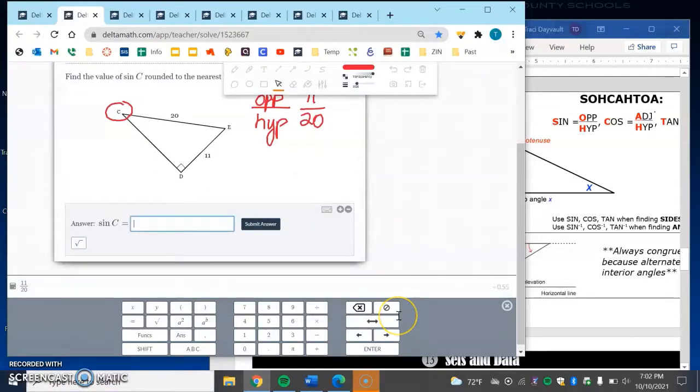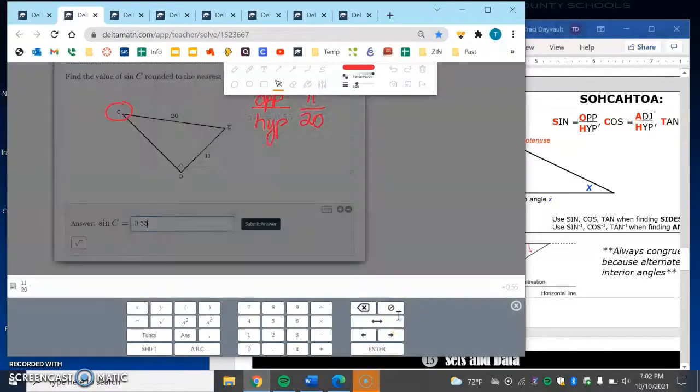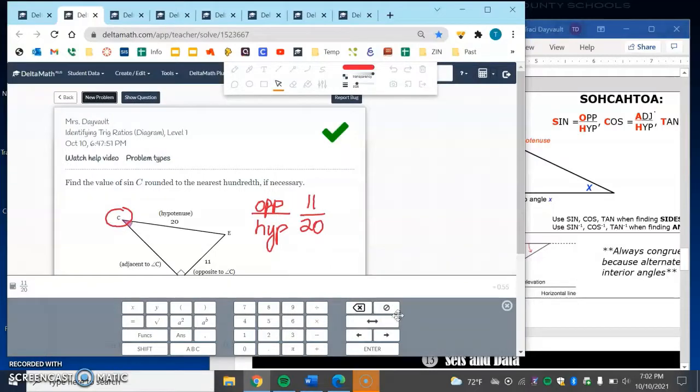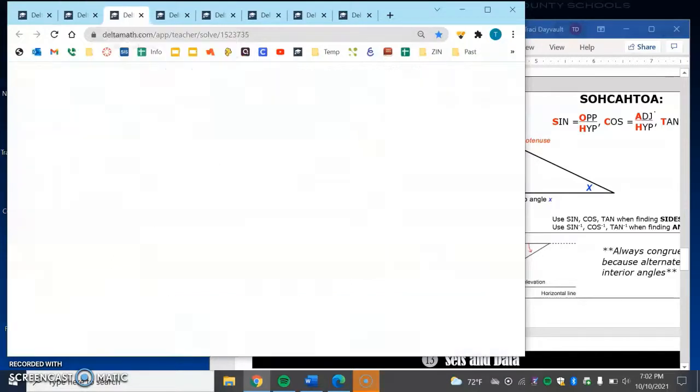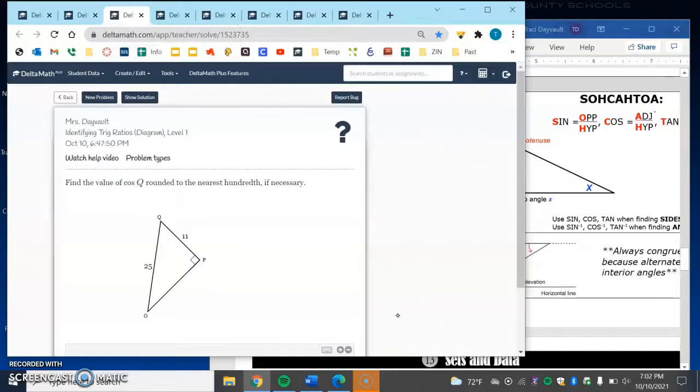So 0.55 is what we get for the ratio of the opposite and hypotenuse of any triangle that is similar to whatever this triangle is. All right, let's do some more.